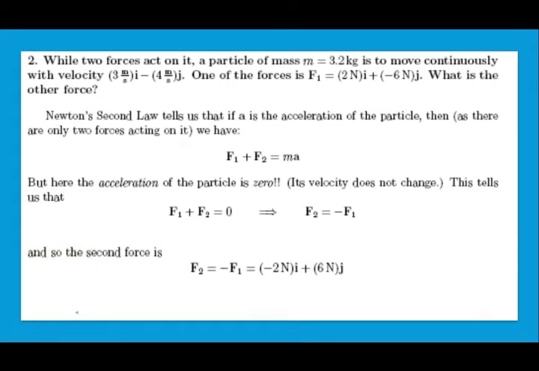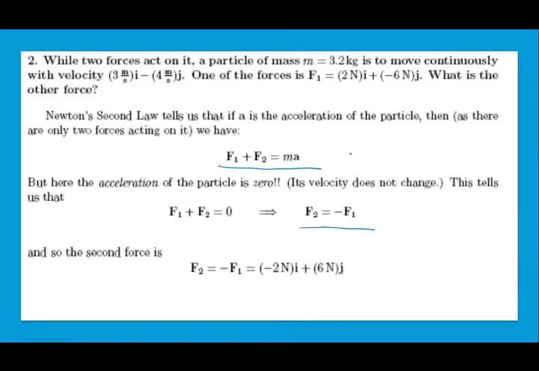Example number 2. While two forces act on it, a particle of mass 32 kilograms is to move continuously with the velocity of 3 meters per second i minus 4 meters per second j. One of the forces is 2 newtons i minus 6 newtons j. So what is the other force? This is an example of action-reaction. Okay? Since the acceleration is 0, we have F2 is equal to negative F1.